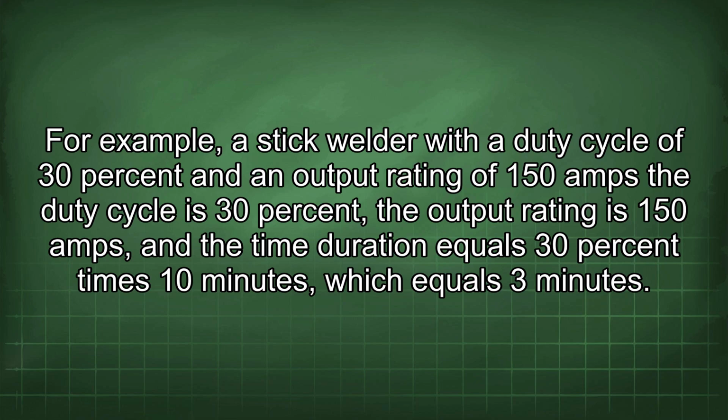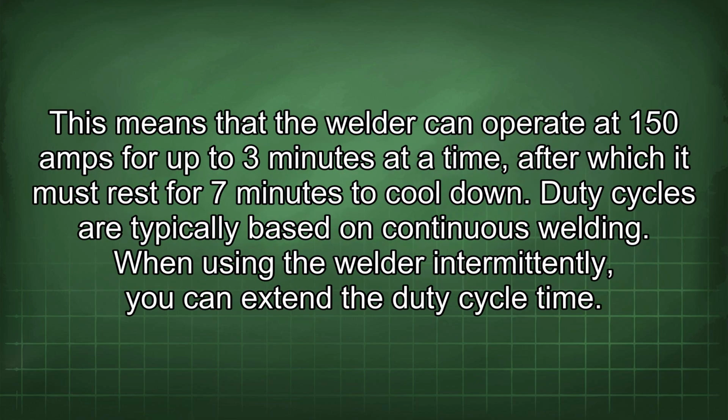the duty cycle is 30%, the output rating is 150 amps, and the time duration equals 30% times 10 minutes, which equals 3 minutes. This means that the welder can operate at 150 amps for up to 3 minutes at a time, after which it must rest for 7 minutes to cool down.